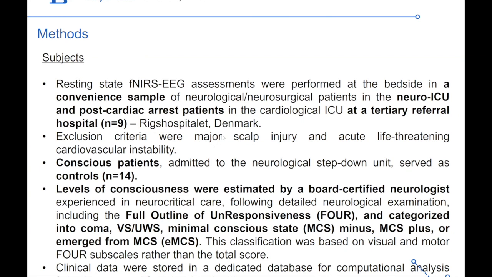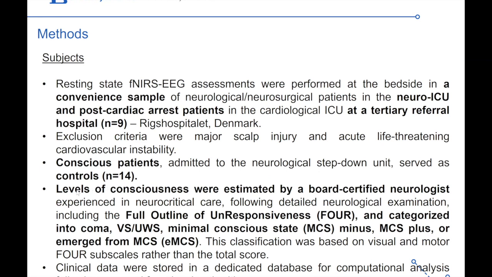Again, the exclusion criteria were any kind of scalp injury or life-threatening cardiovascular instability. We also had conscious patients who were in a step-down unit in a hospital setting, and they served as controls.